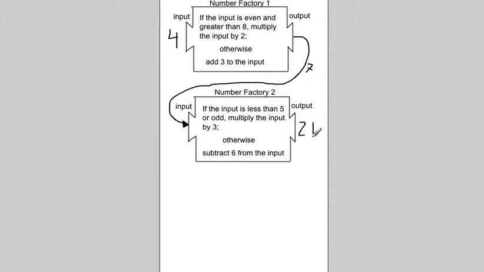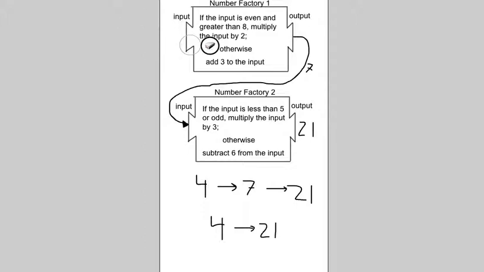So for this particular example, 4 went to 7, which then went to 21. So when we put these two number factories together, we went from 4 to 21. And again, this 7 is only a temporary result, and really all we're concerned about is that when we put number factory 1 together with number factory 2, 4 went to 21.